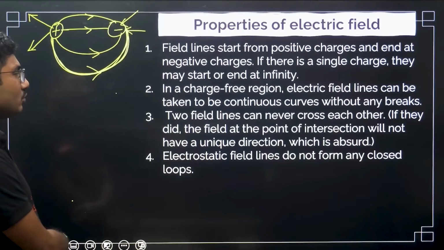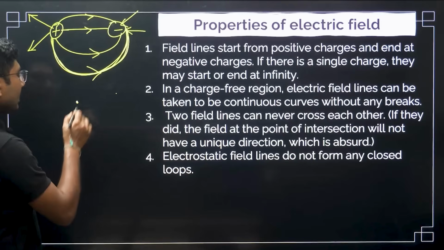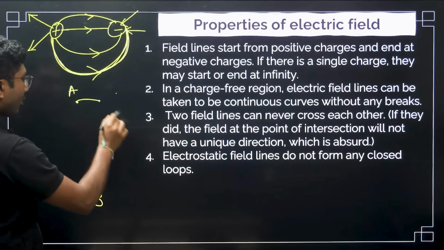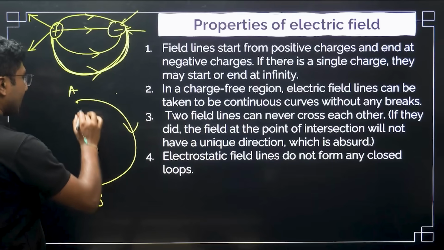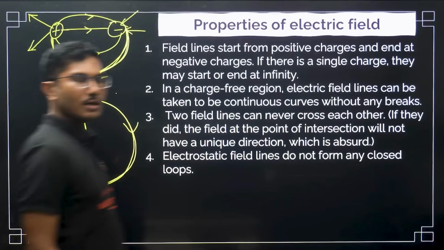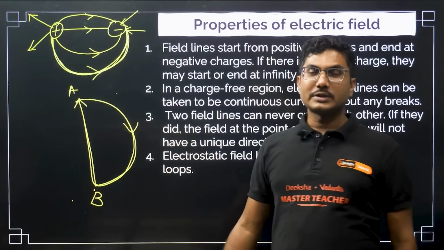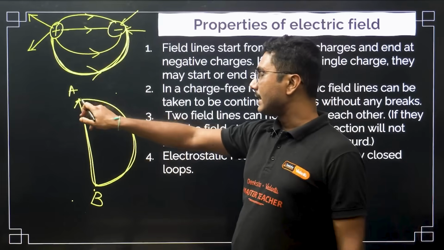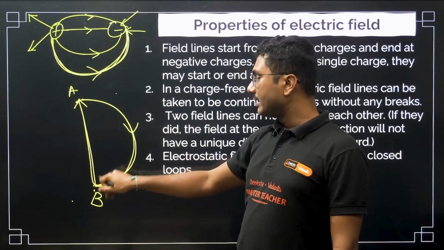Electrostatic field lines do not form any closed loop. A closed loop means what? Say this is point A and this is point B. You start from A, you go to B, and then you start from B and come back to A. If this happens, this is called a closed path. If your starting point and ending point coincide, we say this is a closed path. For example, here as you can see, it started from A and reached point B, but it did not stop at B.